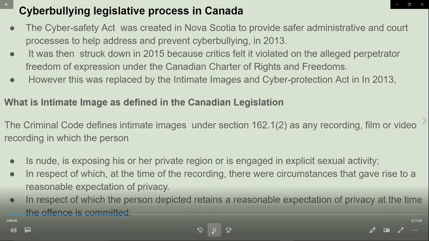What is an intimate image as defined in the Canadian legislation? The Criminal Code defines intimate image under section 162(1)(2) as any recording, film, or video recording in which the person is nude, is exposing his or her private region, or is engaged in explicit sexual activity, in respect of which, at the time of the recording, there were circumstances that gave rise to a reasonable expectation of privacy. And lastly, in respect of which the person depicted retains a reasonable expectation of privacy at the time the offense is committed.